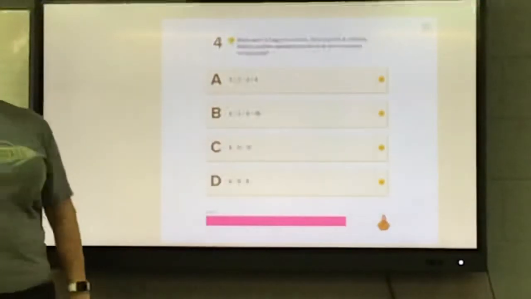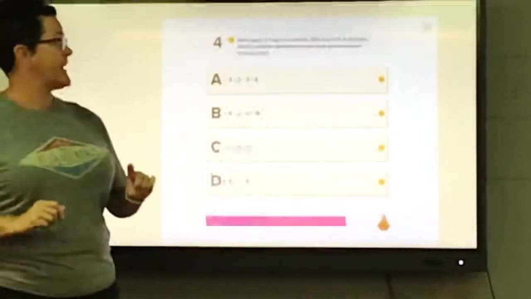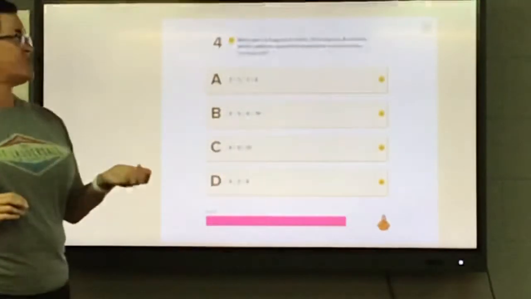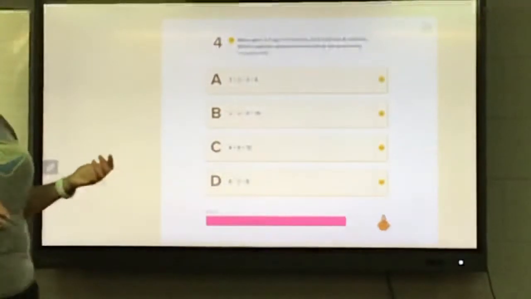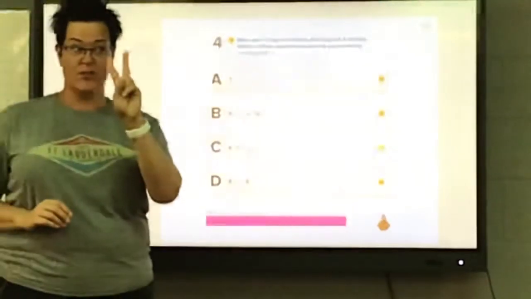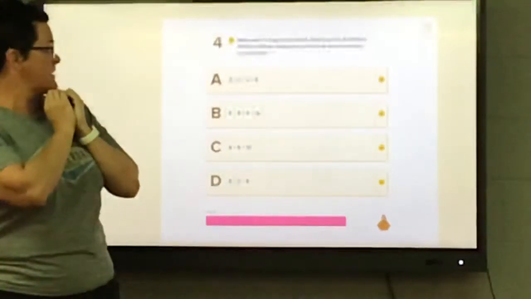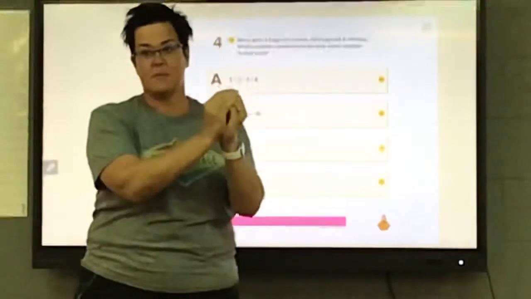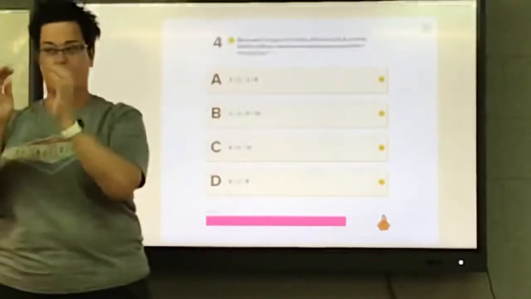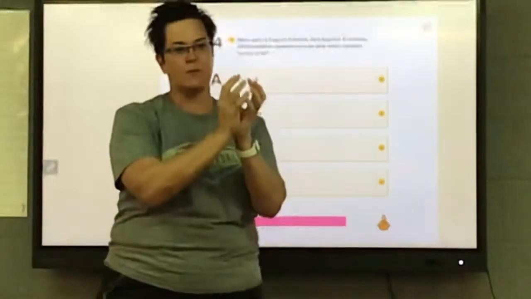Okay, Moby gets 2 bags of marbles, so 2 groups. One bag has 6 marbles. Which addition sentence shows how many marbles he has in all? But he doesn't just have one bag, right? He's got 2. So if we know there are 6 marbles in this bag, how many marbles would be in this bag? Because he has 2 bags of marbles. 6 marbles in this bag. How many marbles would be in this bag?